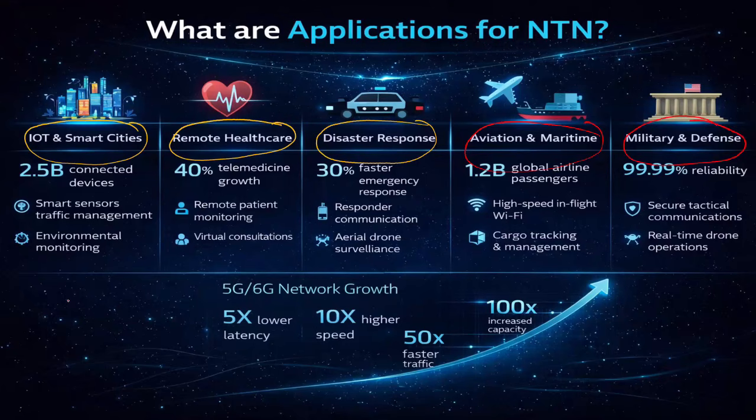And finally, we have military and defense. This is one of the most critical use cases. Here examples can be secure and reliable communication, real-time video and drone operations, and situational awareness in remote or hostile environments. So in short, NTN ensures mission-critical connectivity with high reliability and security. NTN is not just about connectivity, it is about enabling applications where traditional networks can't reach. It brings connectivity to the sky, the sea, and the most remote parts of the world.